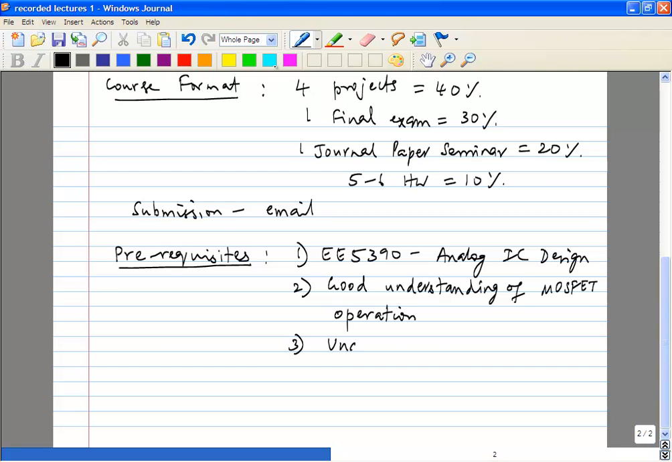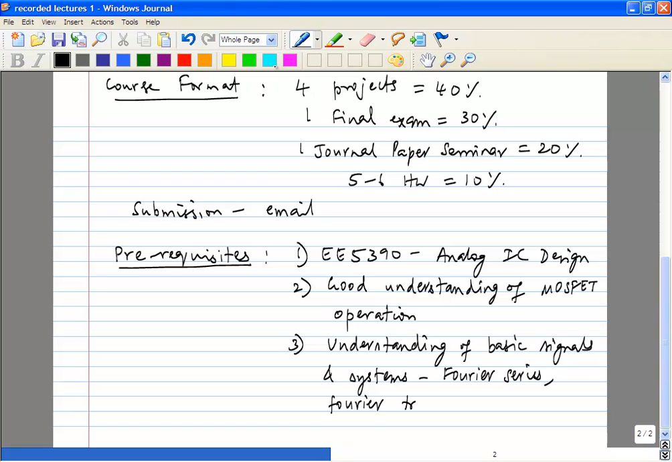You should also have an understanding of basic signals and systems, so what I mean is you should be comfortable with Fourier series, Fourier transforms, etc. And you should be comfortable with thinking in the frequency domain. And obviously the time domain too.